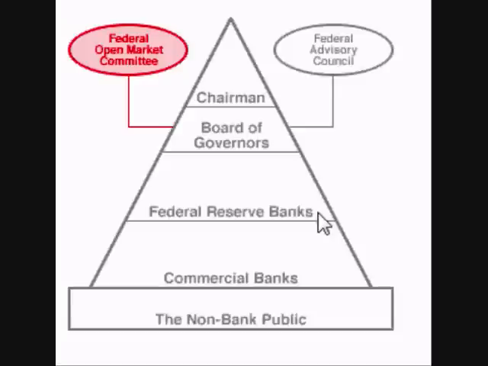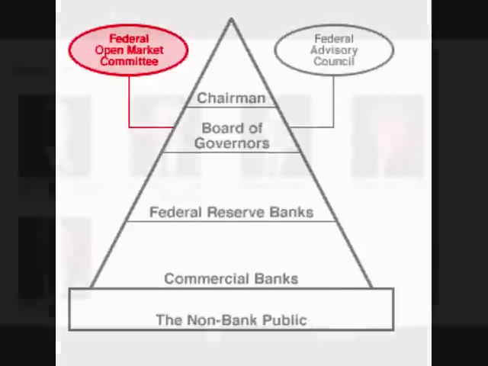The middle level consists of 12 Federal Reserve banks located throughout the U.S. And the bottom or third level consists of thousands of member banks located throughout the U.S. and the non-bank public: you, me, everybody else.